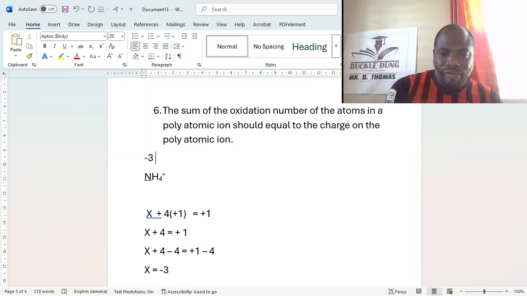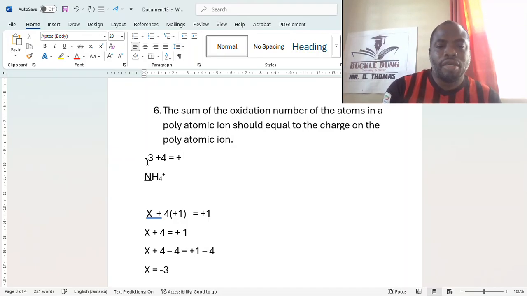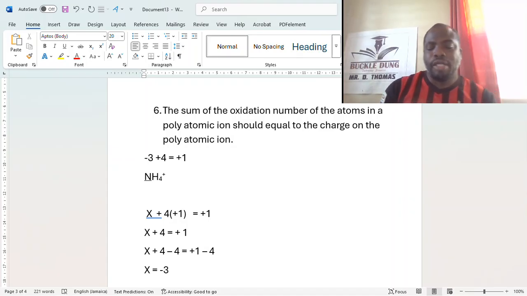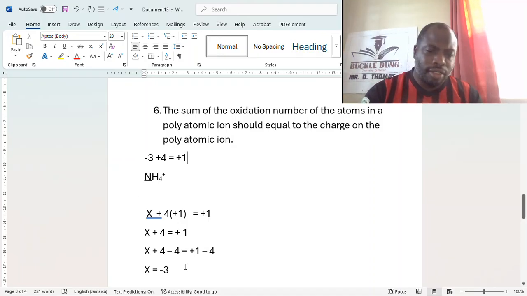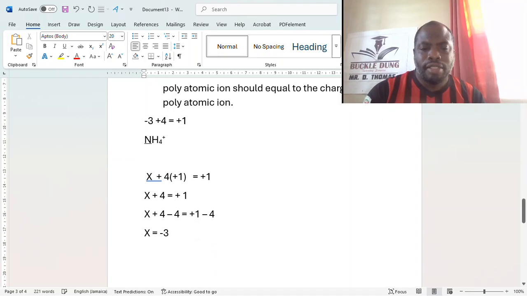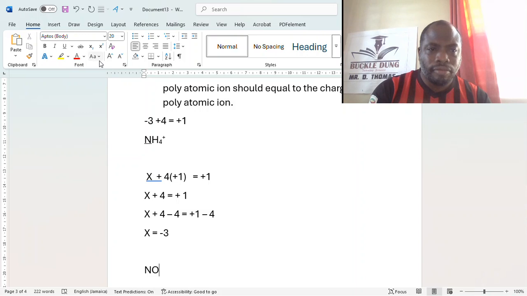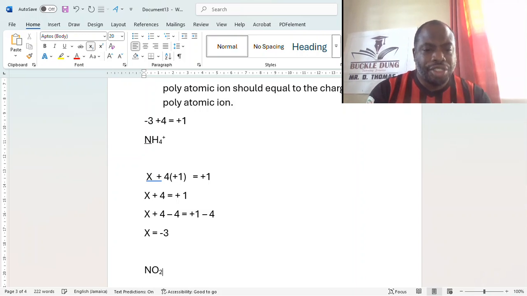And looking at it overall now, all of the hydrogens give you a +4. And so the rule says that when you add up all of them, you should equal the charge, which is a +1. But look at this. Look at this. Same element, same nitrogen.